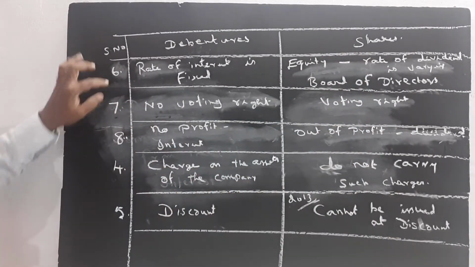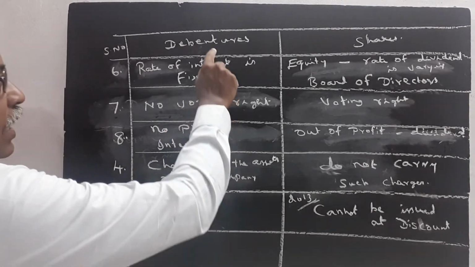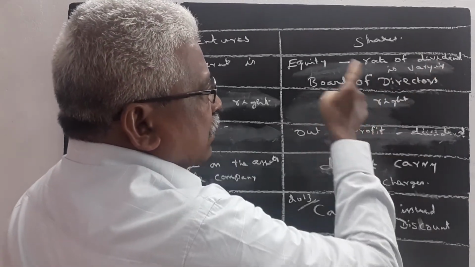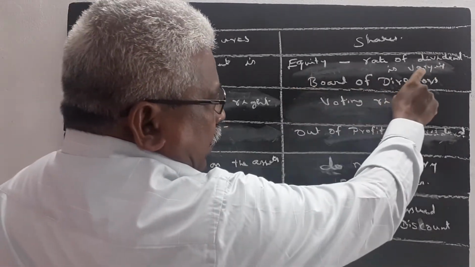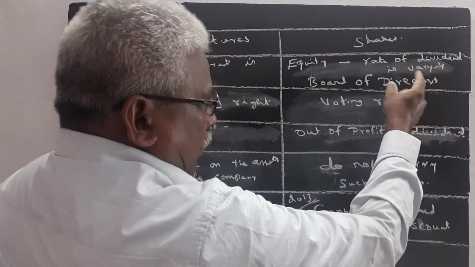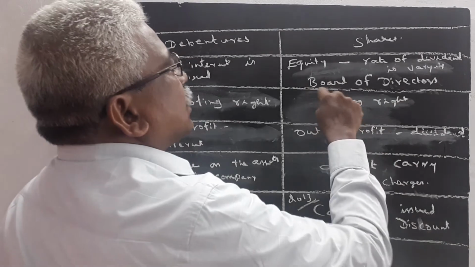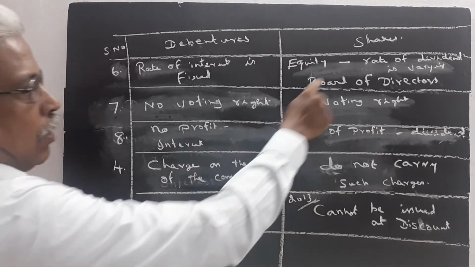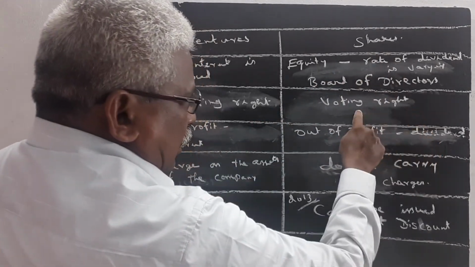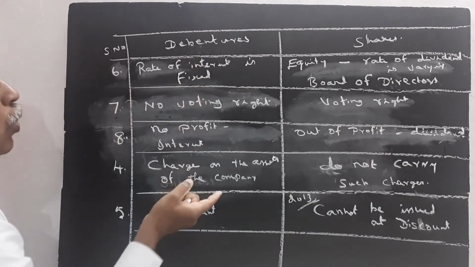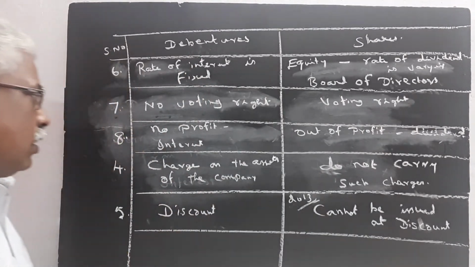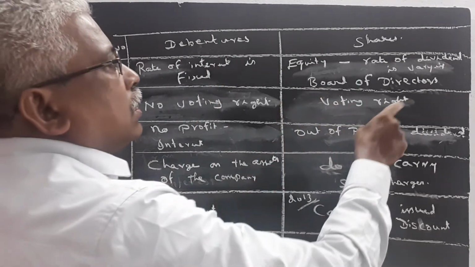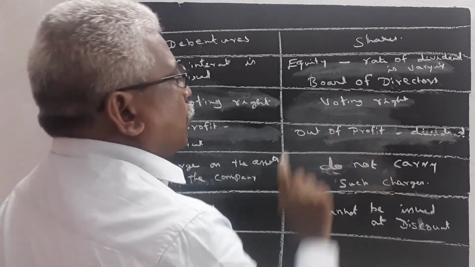Then point number 6, rate of interest is fixed in the case of debenture, but the rate of dividend is varying in the case of equity share. Then the dividend is declared as per the decision of the board of directors. The debenture holders have no voting right, but the shareholders are having a voting right. They enjoy the voting right. If the company is not earning any profit, interest must be given to the debenture holders. But the dividend is given only out of profit.